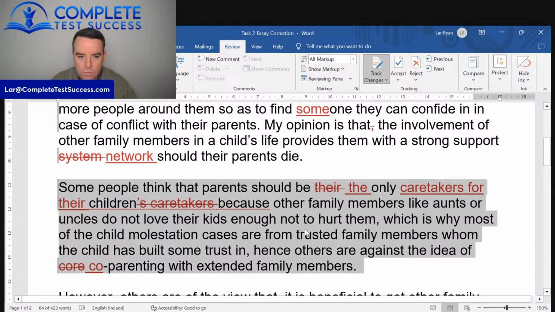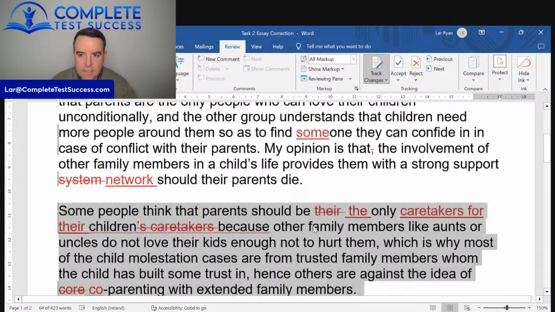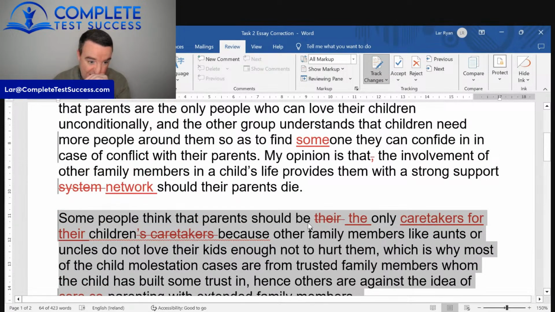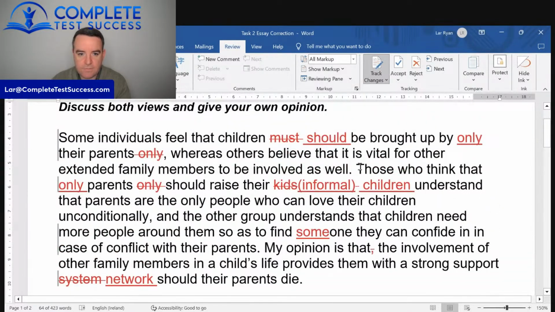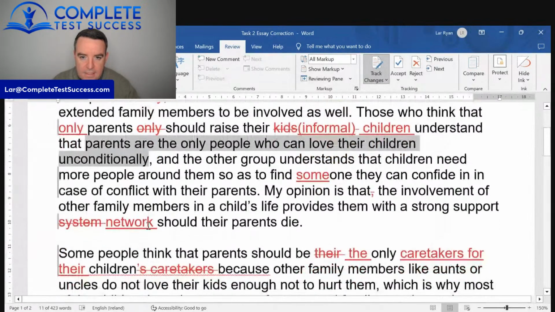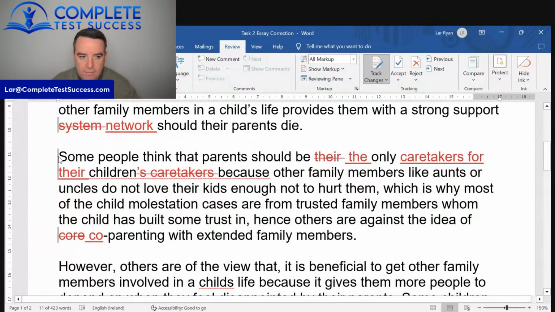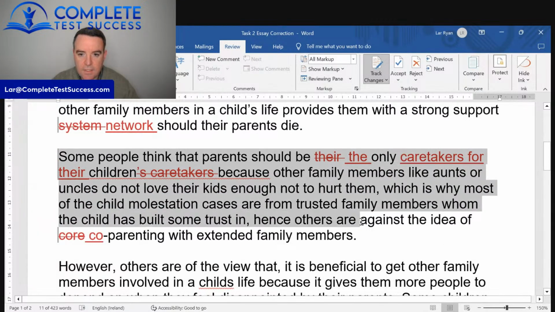So that's not the idea you said you were going to discuss. In your introduction, you said that parents are the only ones who can love their children unconditionally. And then in your body paragraph, you talked about safety concerns related to extended family members being involved in raising the children. So that's not the same idea.